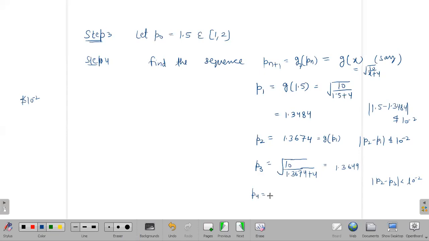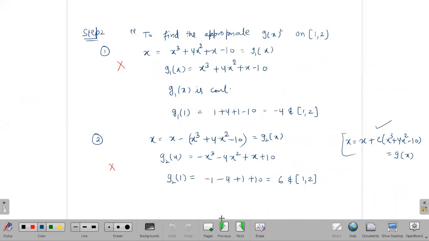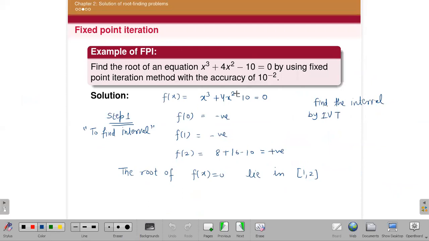P4 also I have found, that is 1.365. Then P5, 1.365. So this way you can find the accuracy. So that will converge to your fixed point. That is a fixed point for g of x, but root for the given equation. So you can verify your answer also. If you put 1.3652 into this equation, that will give you approximately equal to 0.